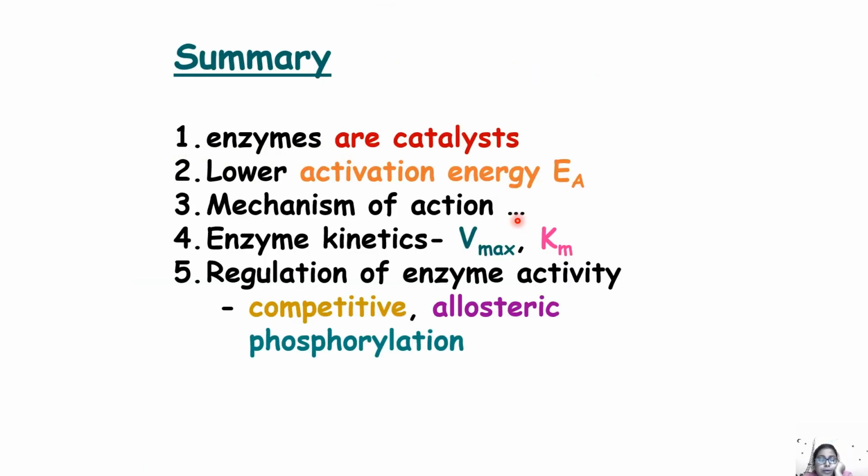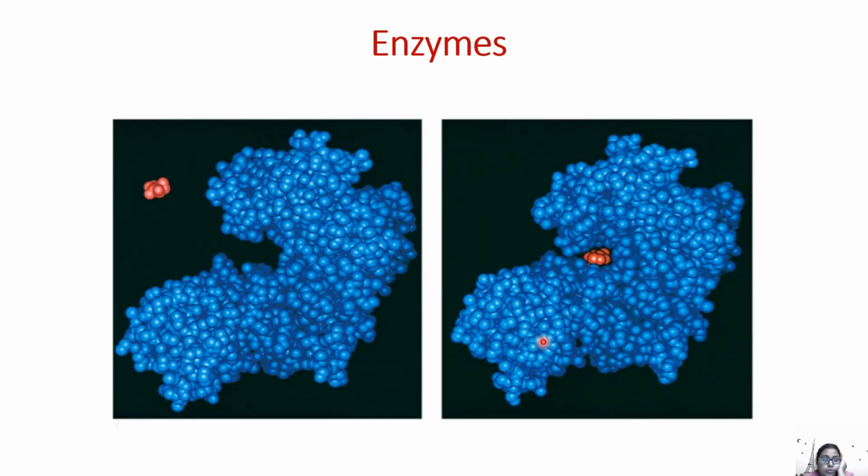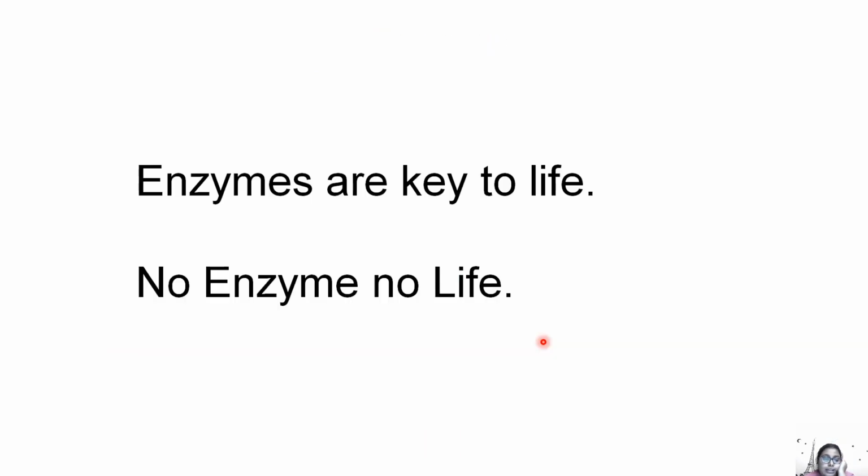So in summary, we know that enzymes are catalysts. They lower the activation energy. We talked about some of the mechanisms of action. We have talked about enzyme kinetics and Michaelis-Menten. We have talked about the regulation of enzyme activity: competitive, allosteric, phosphorylation, etc. So these are enzymes. We have already talked about how they are the key to life.